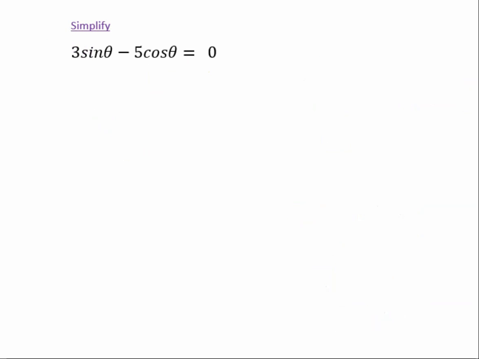Here's another one. This one's a little bit more tricky because it hasn't got any squareds. So as soon as you don't see any squareds, you're going to think about using the other identity. Now, we know that tan theta is equal to sine theta over cos theta. So I'm immediately going to try and apply this identity, and I'm going to try and turn this all into tan. So to do that, I'm going to divide the whole equation by cos theta.